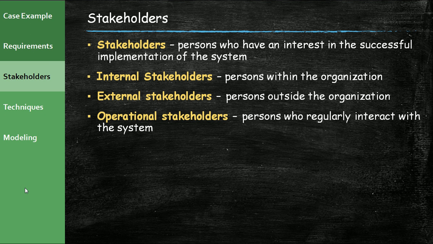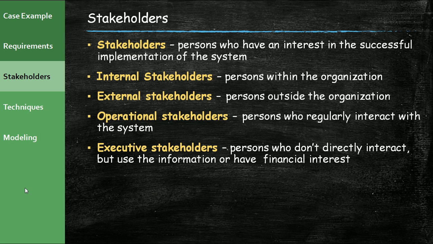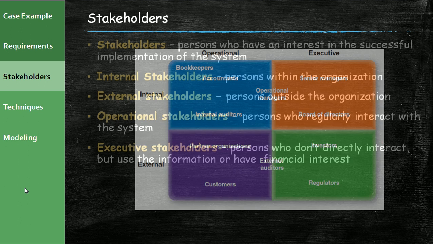Operational stakeholders are the people who interact with the system. So these are your phone operators, your customer support, customer service, the shipping and receiving clerks, all the people that have to interact with the system internally would be the operational stakeholders. The executive stakeholders, they don't directly interact with the system, but they use the information or have some financial interest. So, managers might be interested in the aggregate information collected by our system. So those would be the executive stakeholders.